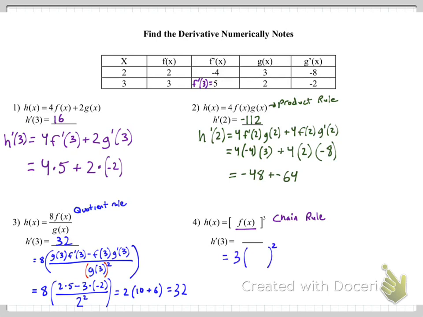So chain rule, I'm going to pull the 3 from the cubic down in front, and the cubic turns into squared. Remember, you leave the function on the inside alone. So that means I'm going to have f of x, or f of 3, on the inside. But don't forget to multiply by f prime of 3 on the outside. When we plug in those values, we get 135.